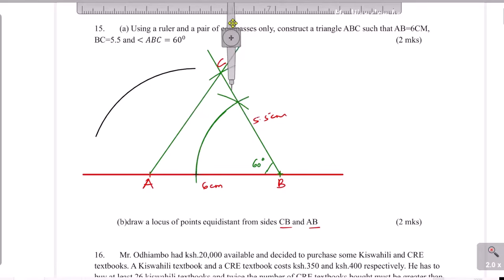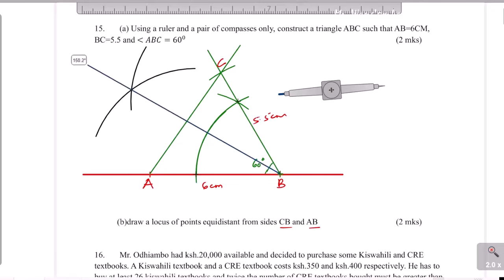Stand at this point here, then cut that arc. So now the angle bisector locus will be, you join B to the point of intersection of those arcs. So that is the locus of point equidistant from side CB and AB, that angle bisector line that I've drawn there. That is how you're supposed to solve that part.